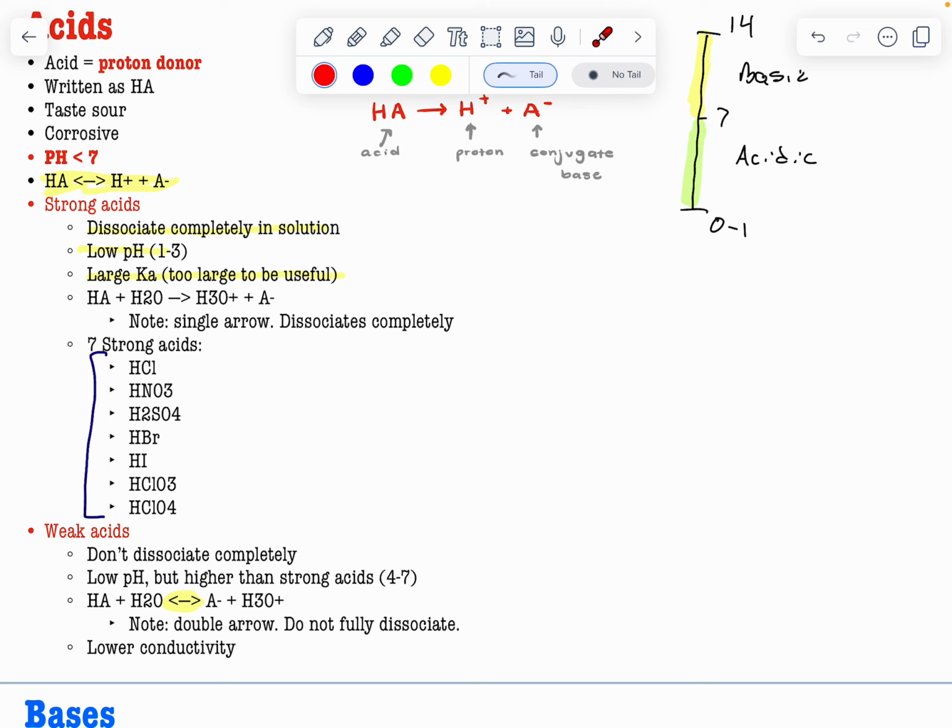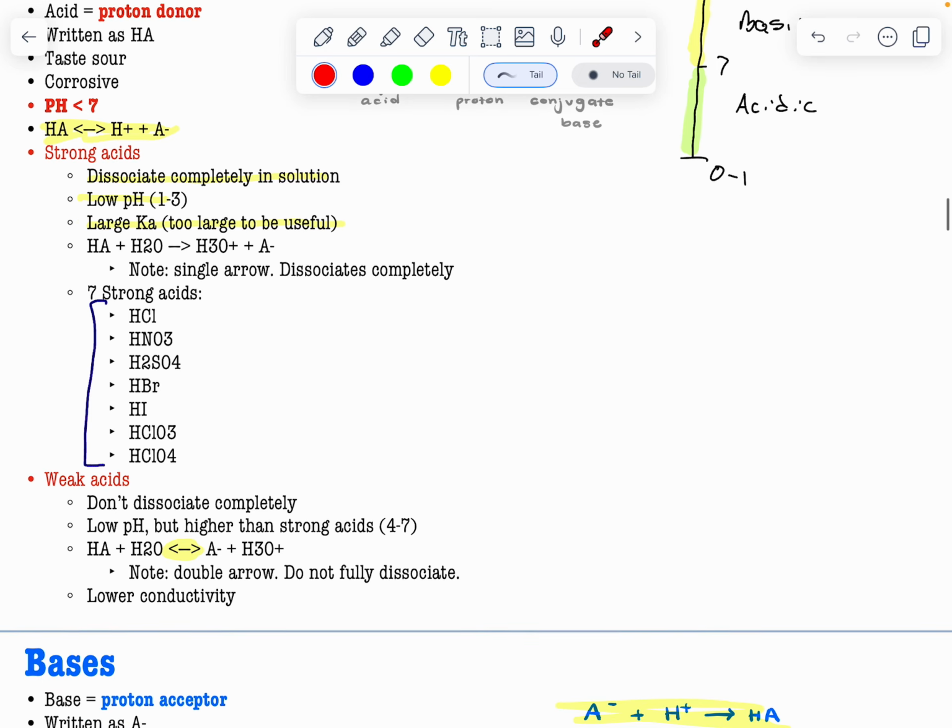Again, similar to electrolytes, strong acids completely dissociate in a solution. On the pH scale, they're going to be right in here between 1 and 3, which means they are highly acidic. And as you can see right here, similar to the strong electrolytes, we just have a singular arrow going towards the products from the reactants, signifying that the acid completely dissociated in the solution. And then we have a little list of strong acids right here.